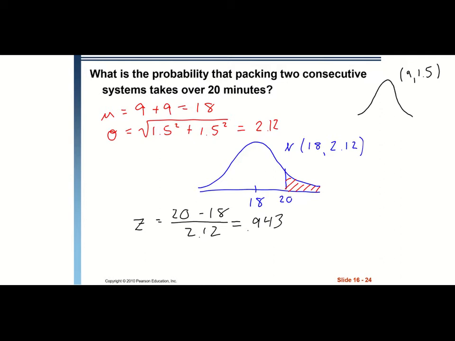And now we would go to normal CDF. That's under distribution in your calculator. So lower z-score of 0.9434, upper z-score of anything larger than 3. I usually put in 99. And that's going to give us the area that's shaded there, and I have 0.1727. Okay, so there's about a 17.27% chance that 2 consecutive systems take over 20 minutes to pack.